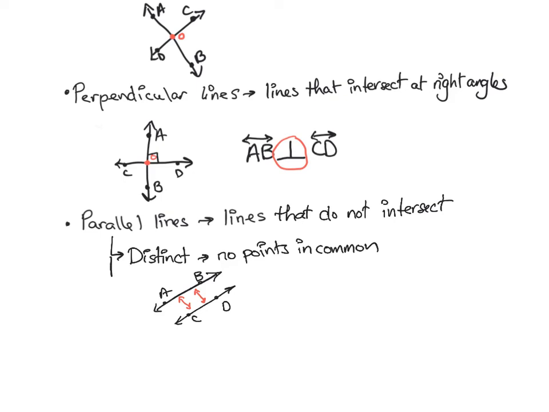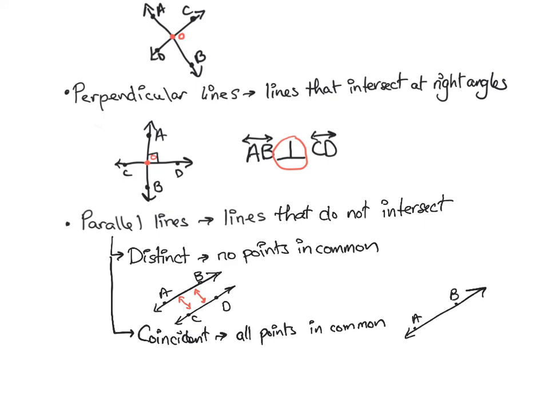The second type of parallel lines is called coincident, and we don't really use this a lot, but it does exist. And that is when all points are in common. So this is not an intersecting line because they actually are completely one on top of each other. So what would that look like if you have AB? You also have CD, and they don't have to be in exactly the same place to show the point, but basically they're right on top of each other.